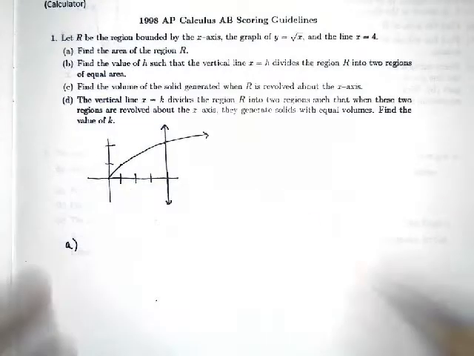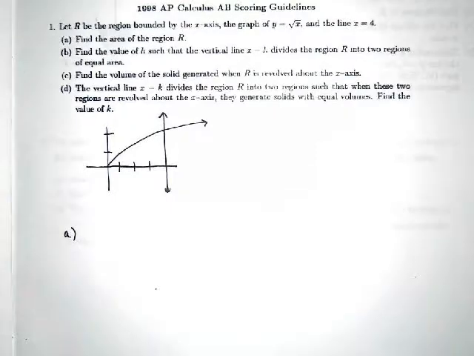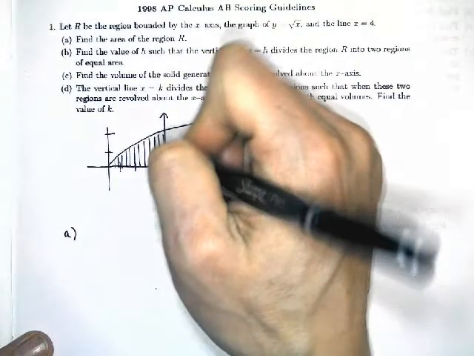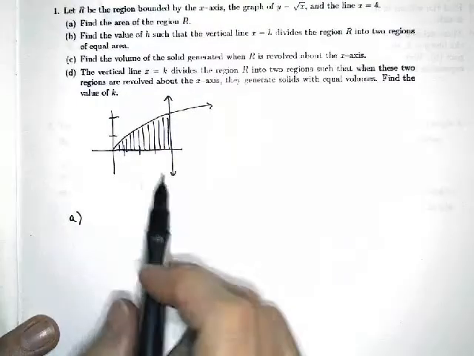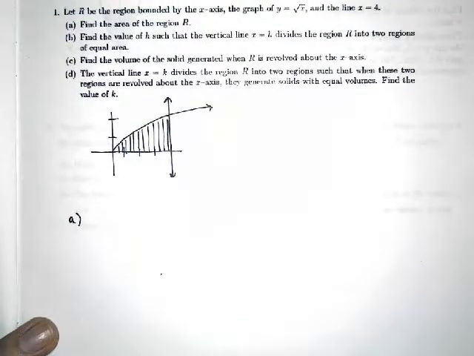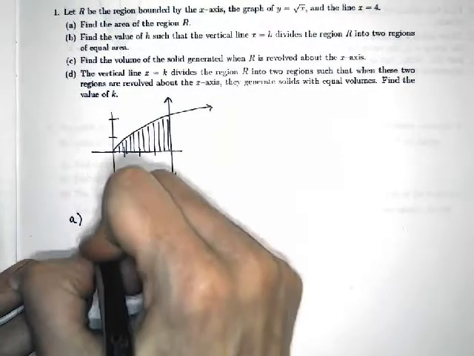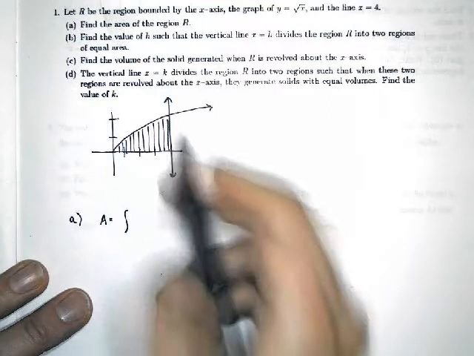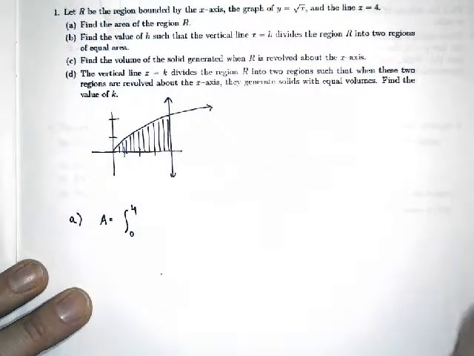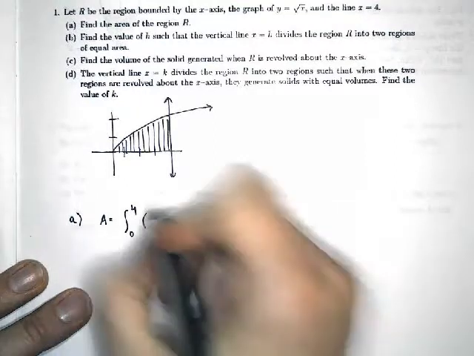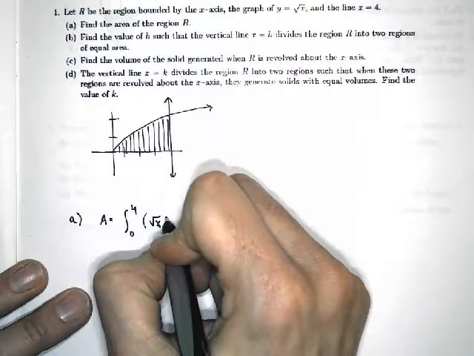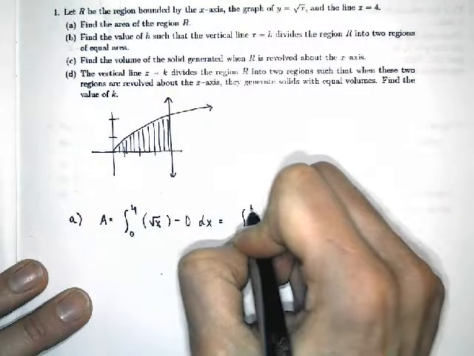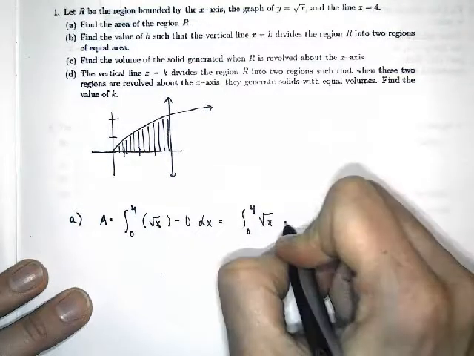So for part A, all I need to do is find the area of the region R. So since I'm dealing with this region, the easiest thing to do here is just going to be to work with top minus bottom. So we're going to integrate the top minus the bottom. So my area is going to be the integral. Now let's see, I'm going from 0 to 4 because I'm going to integrate with respect to x. 0 to 4, remember my integrand is just top minus bottom. So technically square root of x minus 0, which really we're just integrating from 0 to 4, square root of x dx.